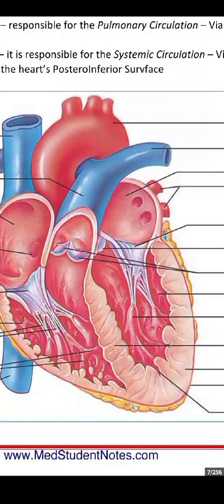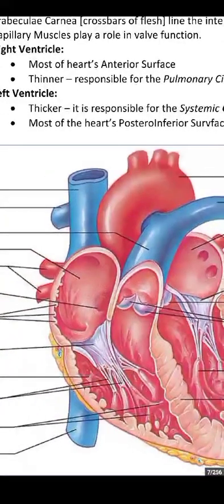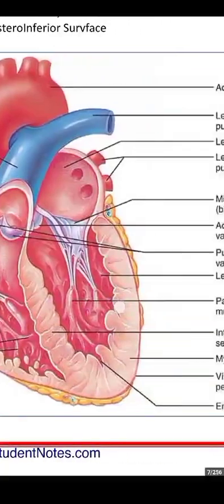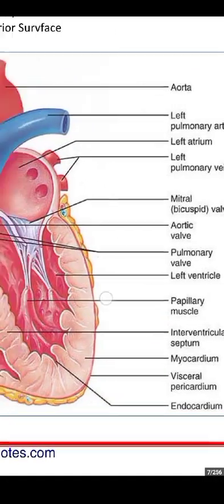This is the bulging out of the heart. The bulging out of the heart contains the left ventricle. It is called the posterior inferior surface. This is the posterior inferior surface of the left ventricle.